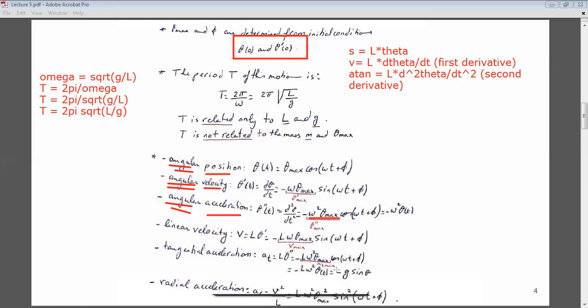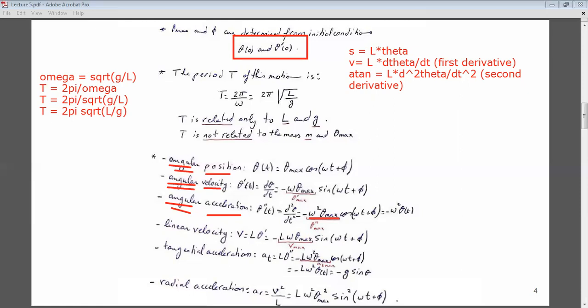And then the tangential acceleration is L d2 theta by dt squared. So I bring this theta double prime and I multiply it by L. So I get L theta double prime, which is minus L omega squared theta maximum, and A tangential maximum is L omega squared theta maximum.